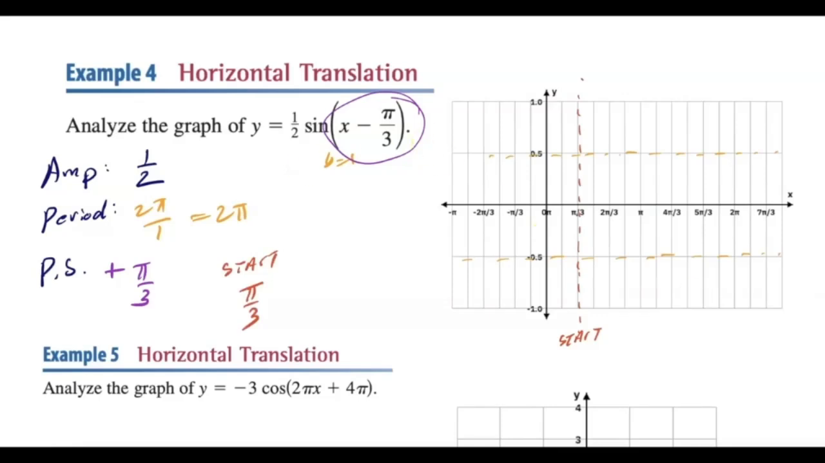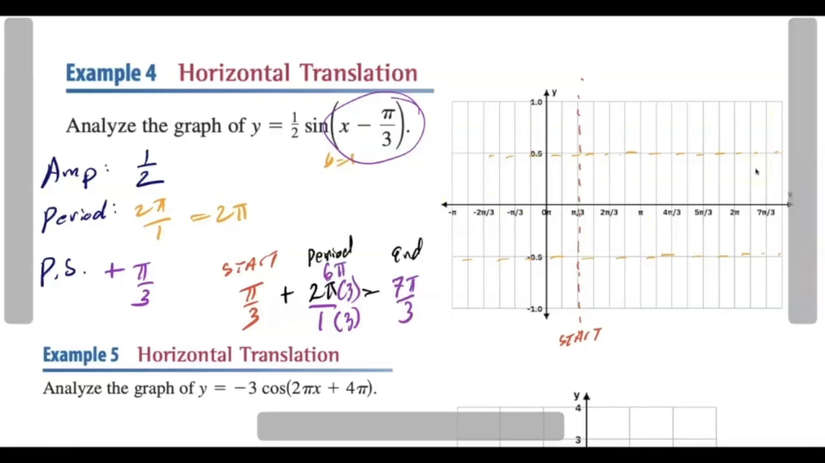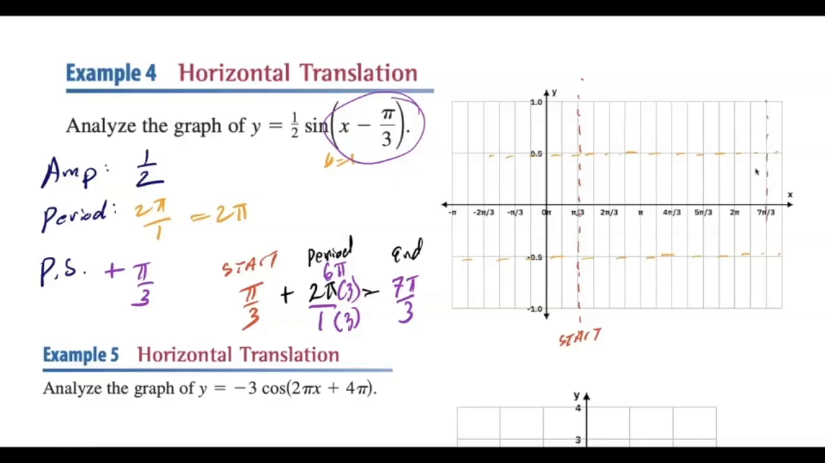If we want to know where our graph ends, we're going to have to add the period, which in this case is 2 pi. Now that gives our endpoint, the end of one period of the graph. Common denominator over 1. Let's look at 3 times 3. I get 6 pi here. 6 pi plus pi is 7 pi over 3. So we're going to end at 7 pi over 3 right here. Again, these little dots are just for us. We know what our graph looks like.